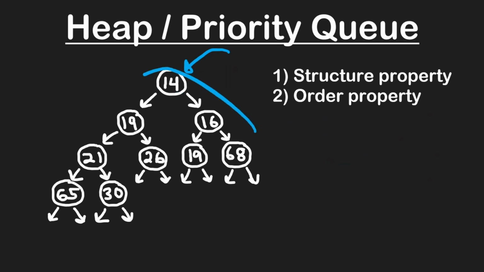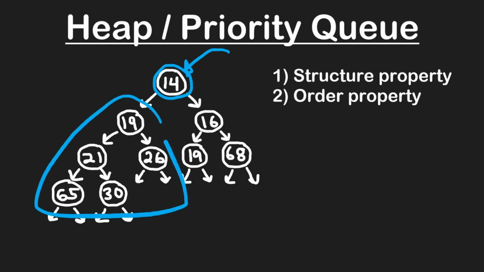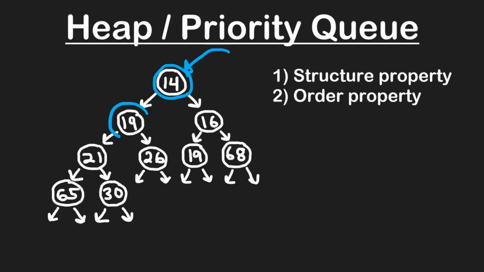So what order property should we give this to do that? Well, we should say recursively for this tree, we want every value in the left subtree to be greater than 14 and every value in the right subtree to also be greater than 14. That's the only requirement we have, but it's recursive. That means that for the root node of this subtree, we want every value in its left subtree to be greater than 19. That is the case, as you can see here. And we want every value in the right subtree to be greater than 19. That's also the case, as you can see here.